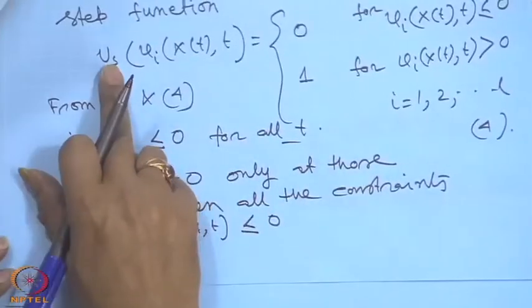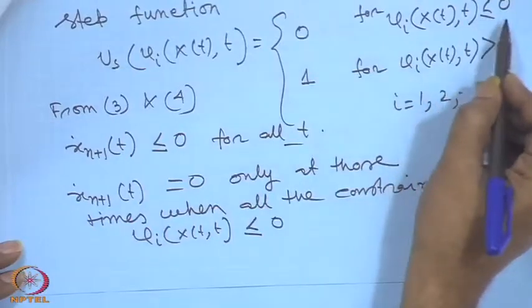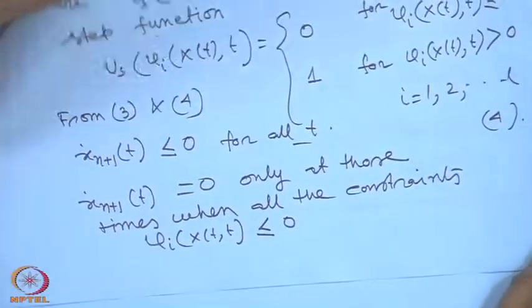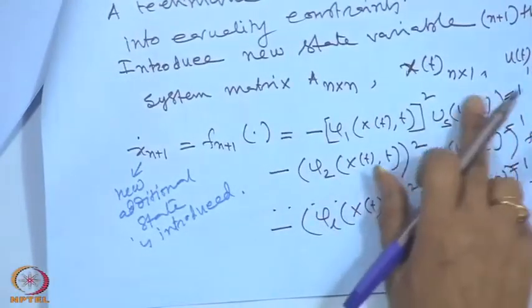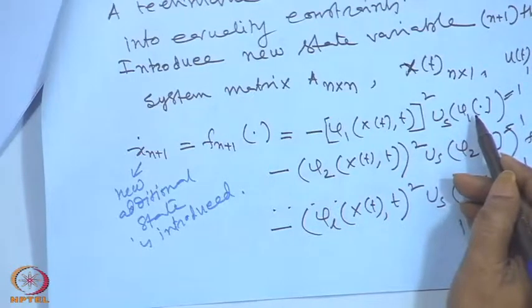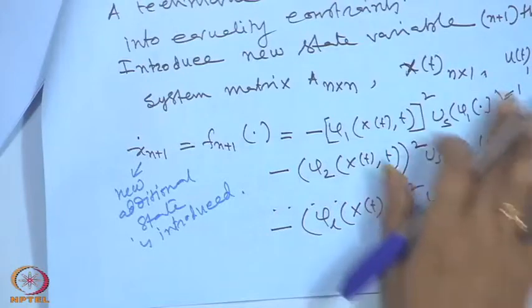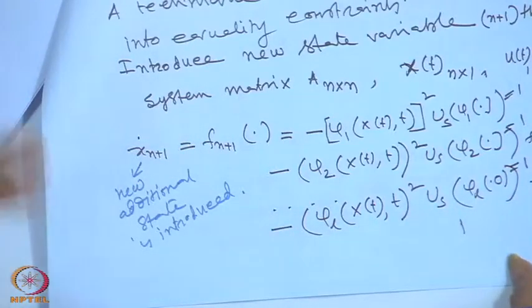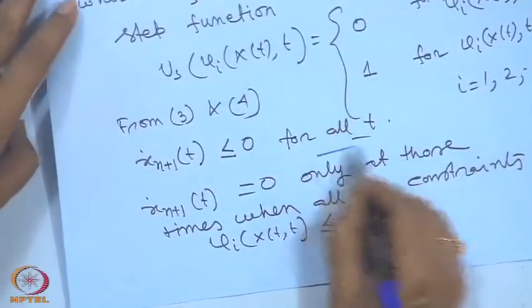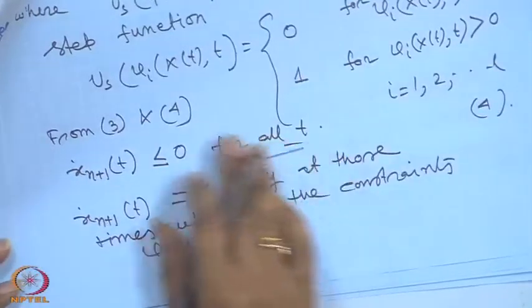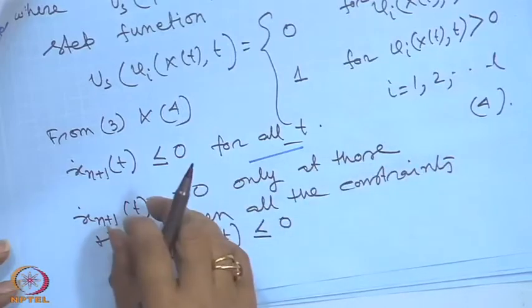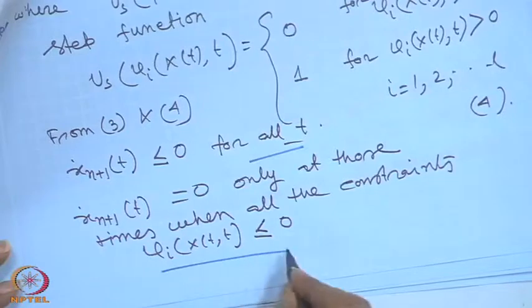What we have already discussed about this unit step function is that when psi is less than or equal to 0, the value is 0, and when it is greater than 0, it is a strictly unit step function, meaning 1. Now look at expressions 3 and 4. In some cases psi may be less than or equal to 0, in some cases greater than 0. Whatever the situation, the expression x dot of t is less than or equal to 0 for all t. Another situation arises when all the constraints are not satisfied. This term is 0 when all the state constraints are satisfied. Under this condition, it will be equal to 0.